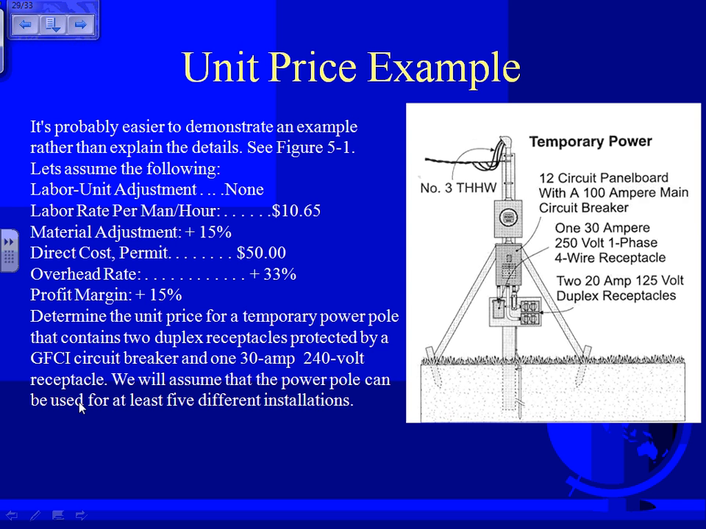Okay, here's what I'm going to want you guys to wake up if you're sleeping now. This is what they're doing for this service, temporary power. They're having a temporary power. It's 100 amp. It has 12 circuits, a 30 amp 240 volt 4-wire, and 20 amp 120 volt duplex receptacles. This is not the one that you do for a stadium, obviously. That's a small residential, commercial type work.